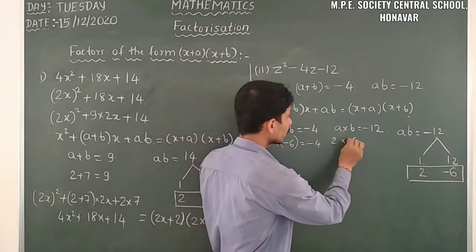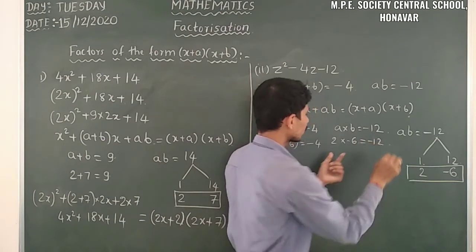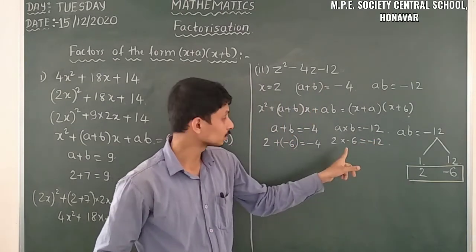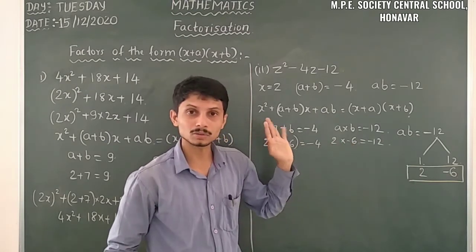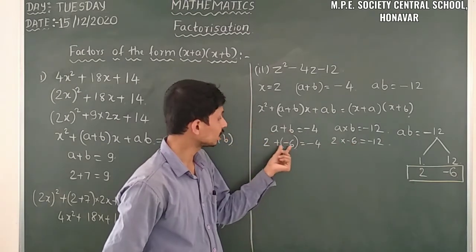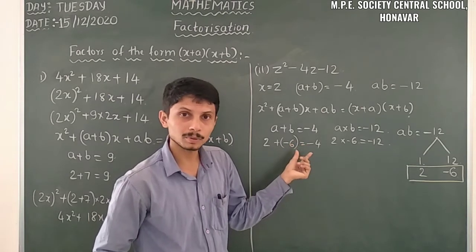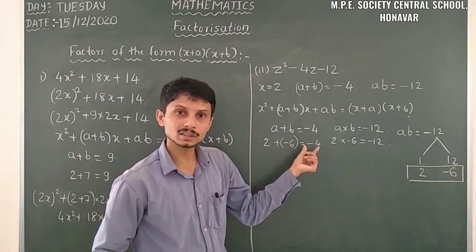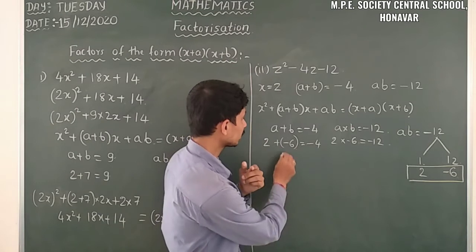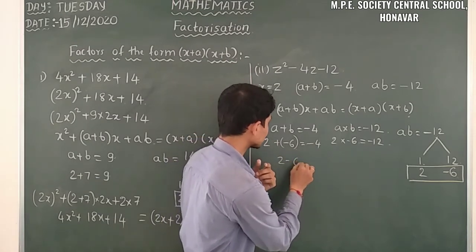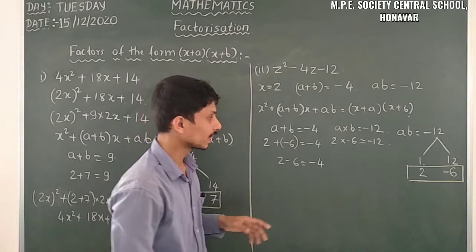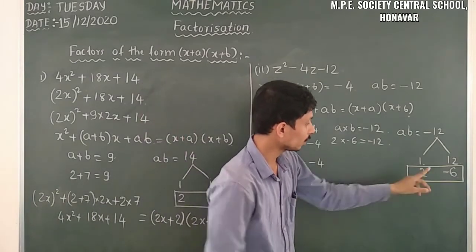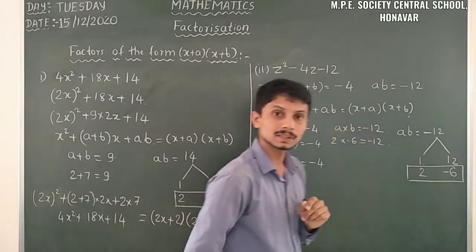But here we can insert the same. Here also we can insert the same thing. So here we have to insert minus 6. So 2 into minus 6 is equal to minus 12. There is no issue here, but we have to be careful about that one. When you take the addition, we get the a plus b term. That is 2 minus 6 is equal to minus 4.